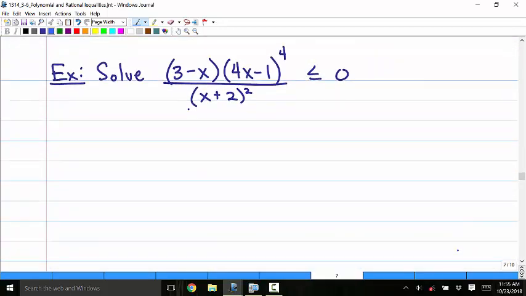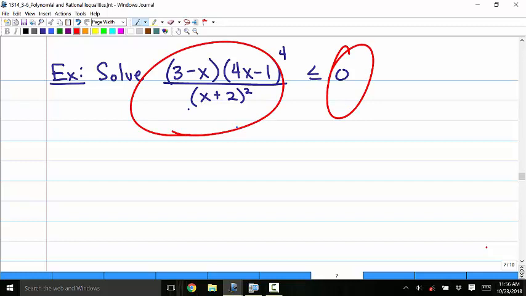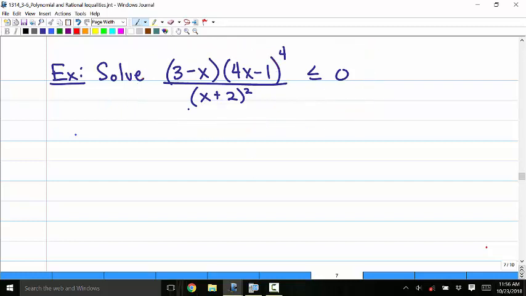One more? To get you started, you already have 0 on the right. You have one expression on the left. I'm going to take everything in the denominator, all those factors in the denominator, set it equal to 0, solve for x. I get x equals negative 2. That's in the denominator, so x equal negative 2 will always be an open circle.